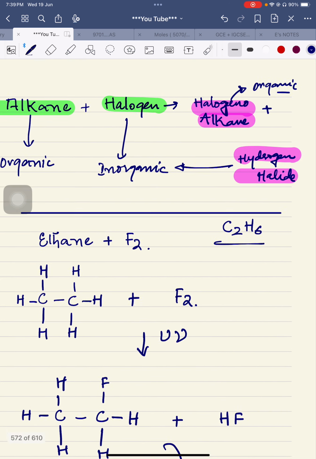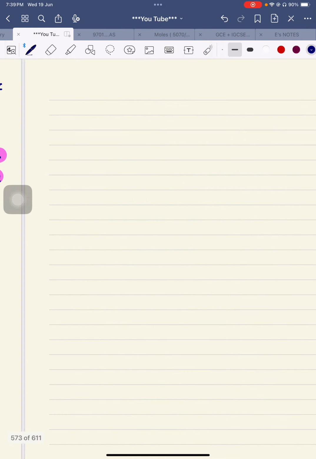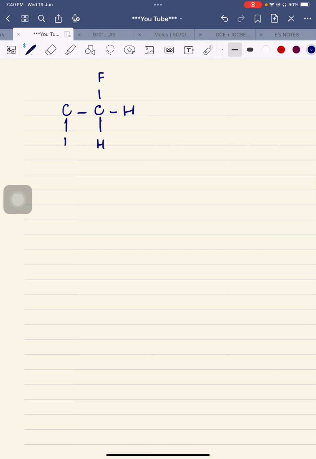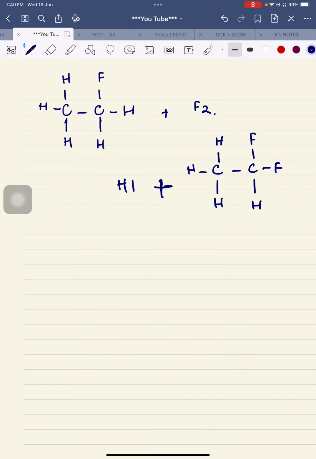What is this now? So this is C, and this is one of the F, and the H's remain intact. Now we are going to continue this reaction with another F2. So it is C, and this is F, and there is another F, and the H's are there as well. Here you can see the other product being produced is HF. This is the reaction which is going to happen.